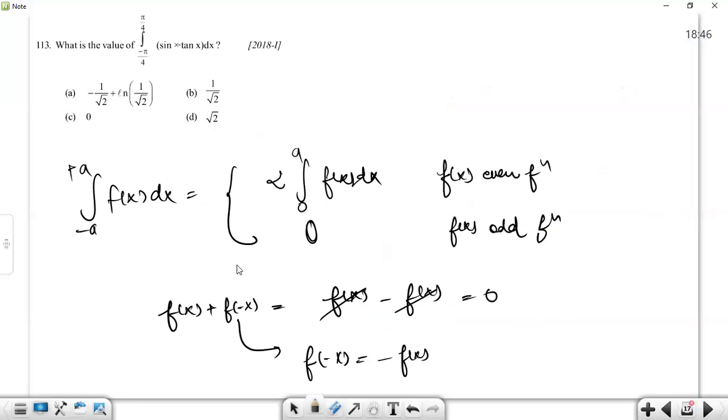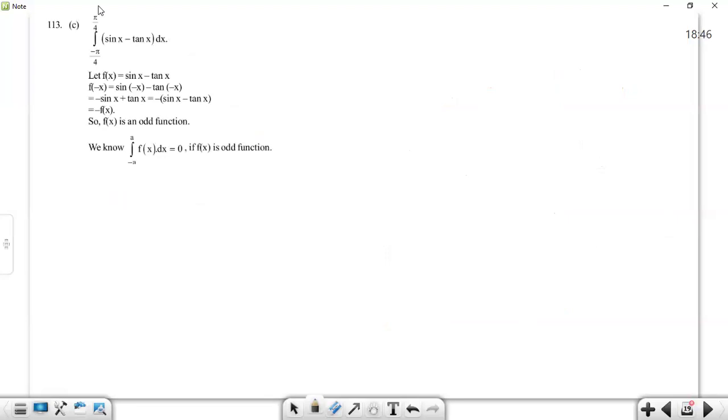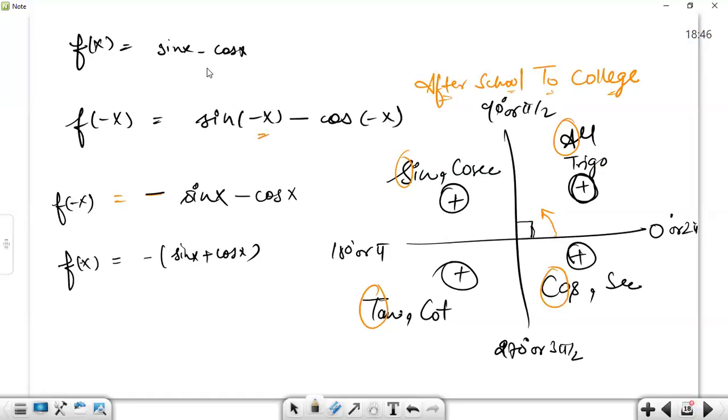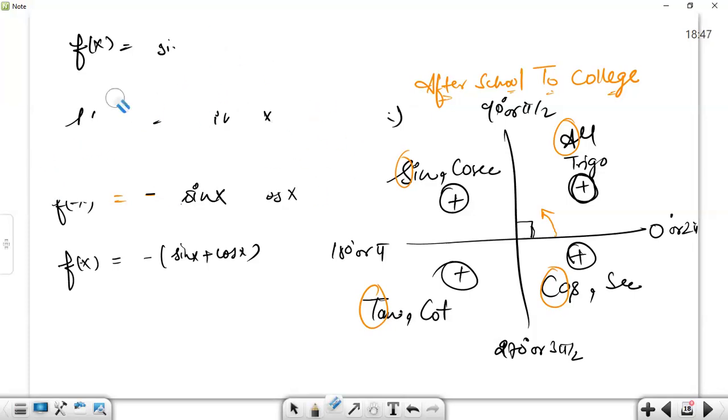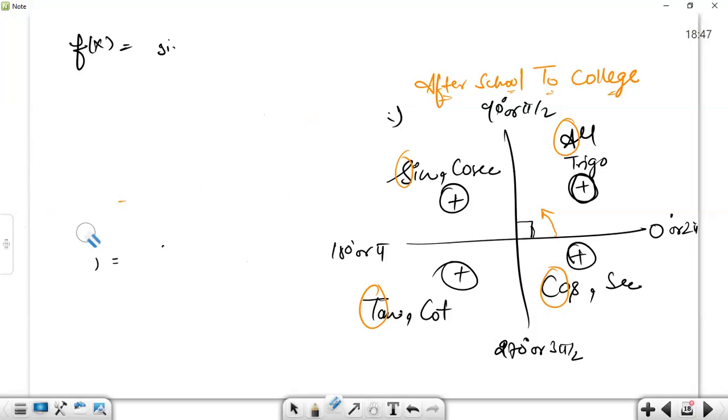Let me see the function again. The function is sine of x minus tan of x. Okay, there is a problem. I did a mistake. There's no cos x here, there is tan x. But the concept I have told is correct. Sine of x minus tan of x.